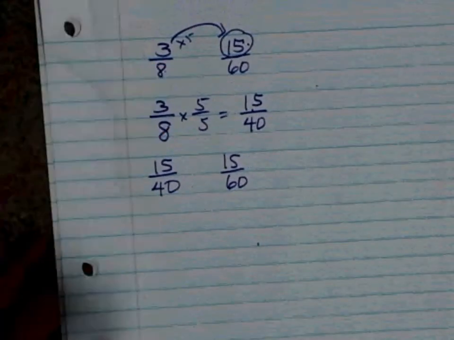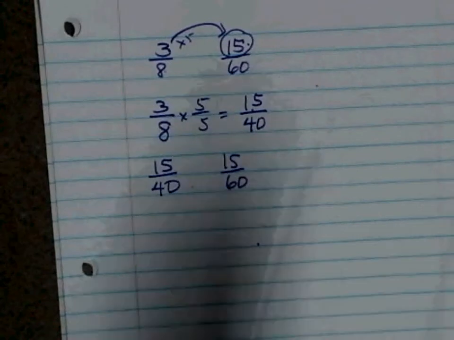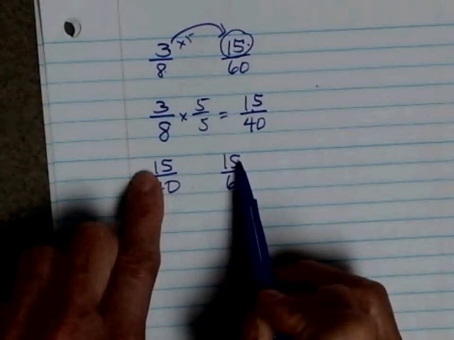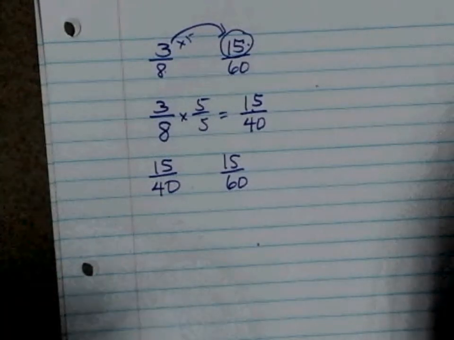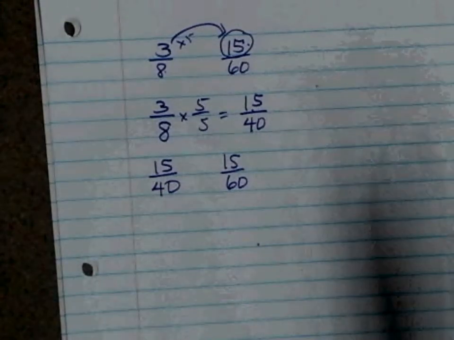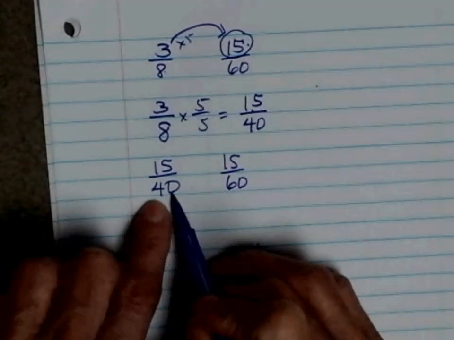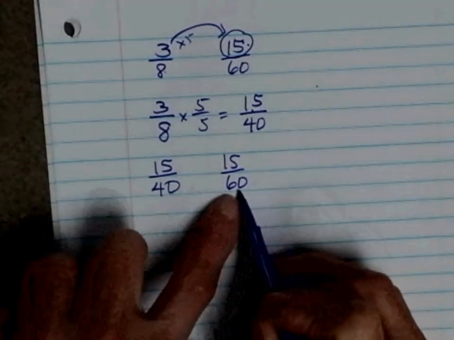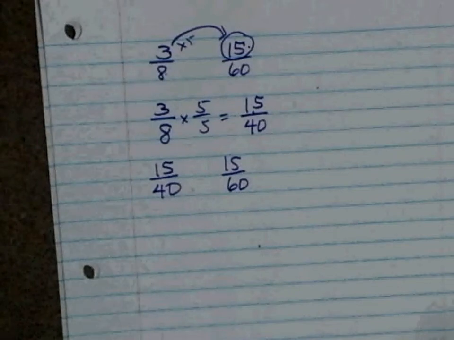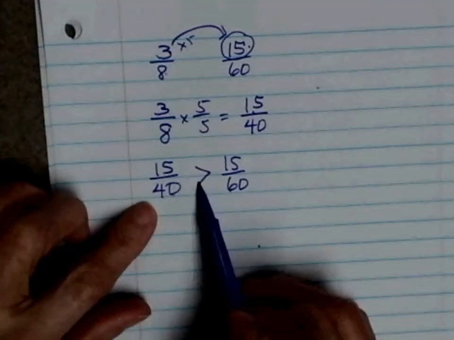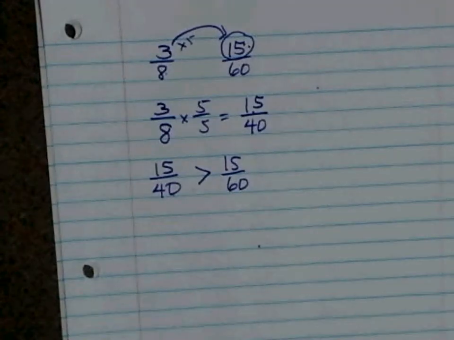This time I only had to change this fraction. Last time I changed both of them because there was no relationship. So we have the same number of pieces. You get 15, I get 15. So I want the bigger pieces. So cut it in 40 equal pieces or 60 equal pieces. Which one gives you the greater fraction? And if you said 15/40, then you are correct.